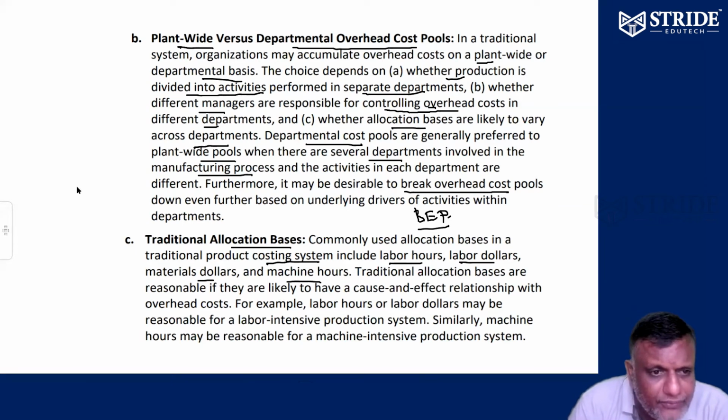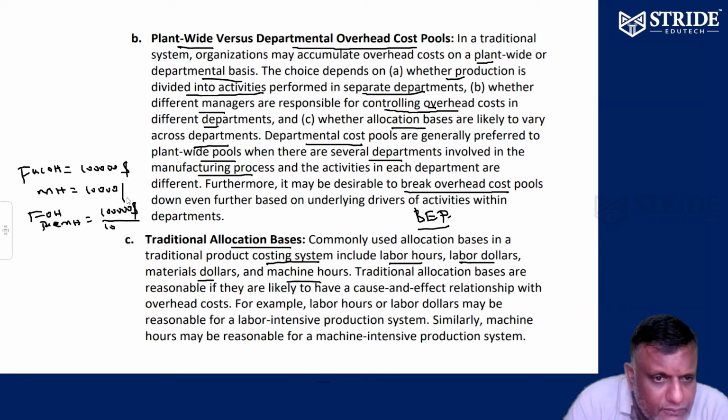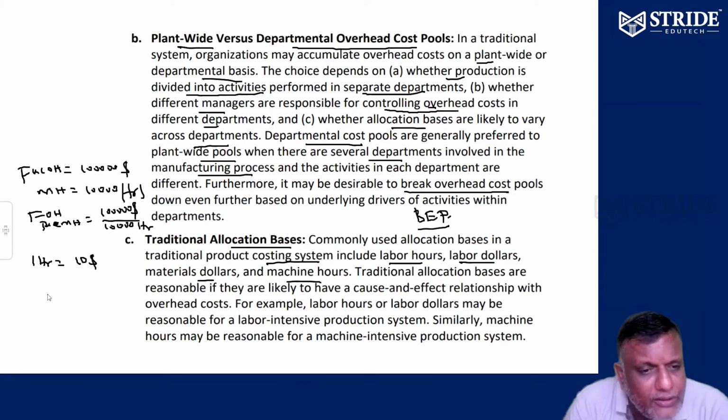For example, suppose factory overheads are $100,000 and machine hours are 10,000 hours. What is the factory overhead per machine hour? $100,000 divided by 10,000 hours. So 1 machine hour of factory overhead is equivalent to $10.